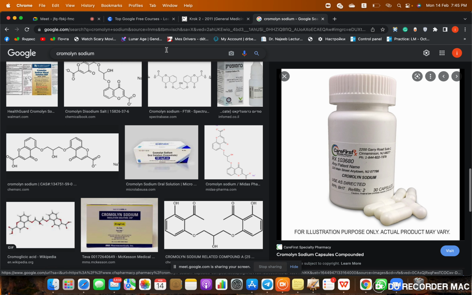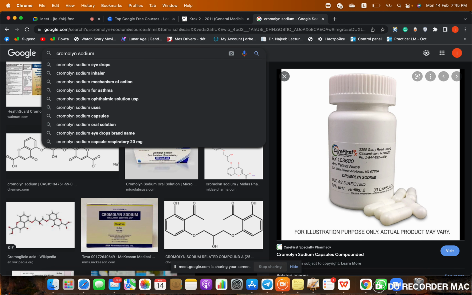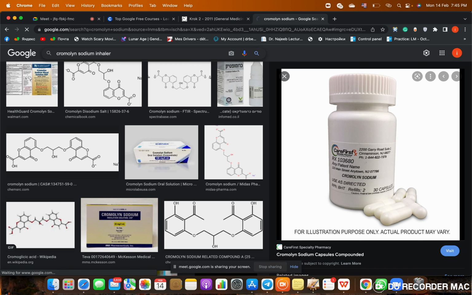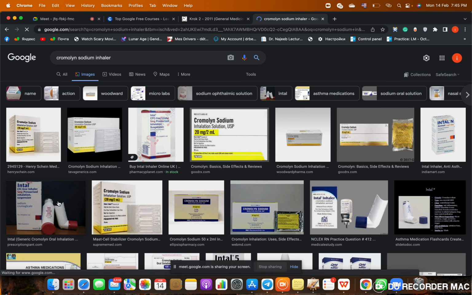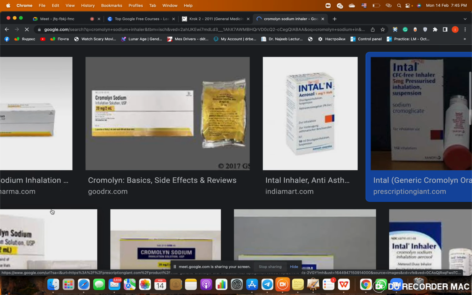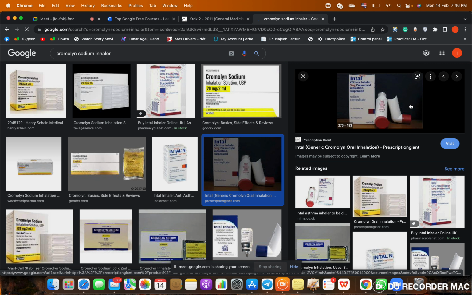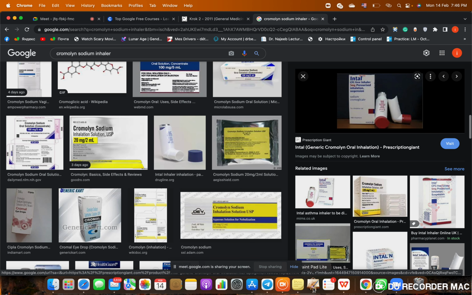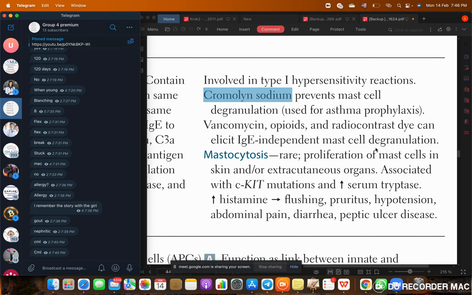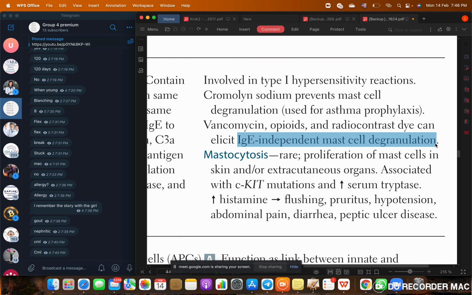Okay, you can see it here. It comes in an inhaler, and that will lead to stabilization of the mast cells, which prevents them from degranulating. Okay, so the next thing we have here is something called IgE-independent mast cell degranulation.